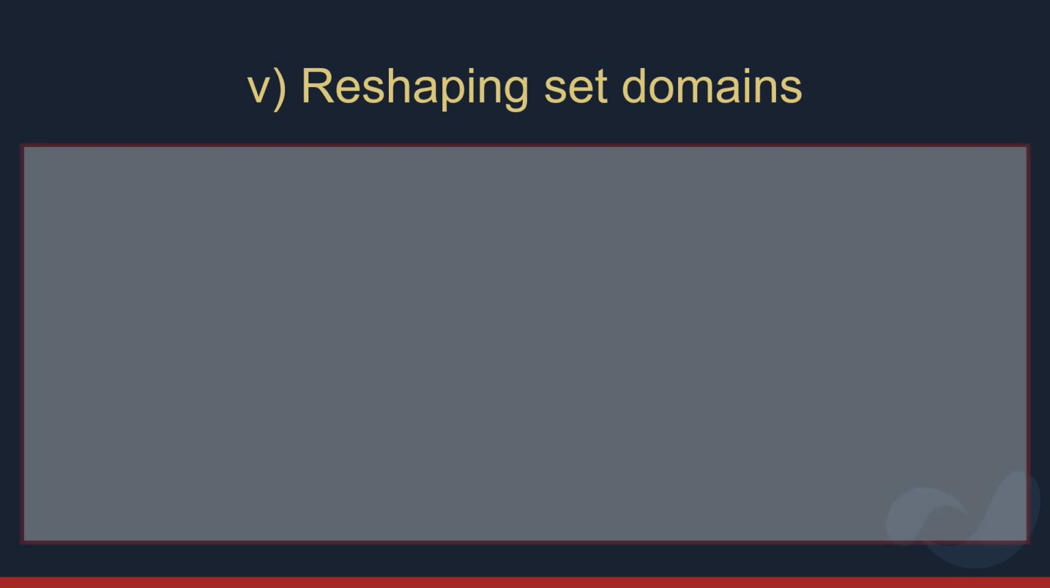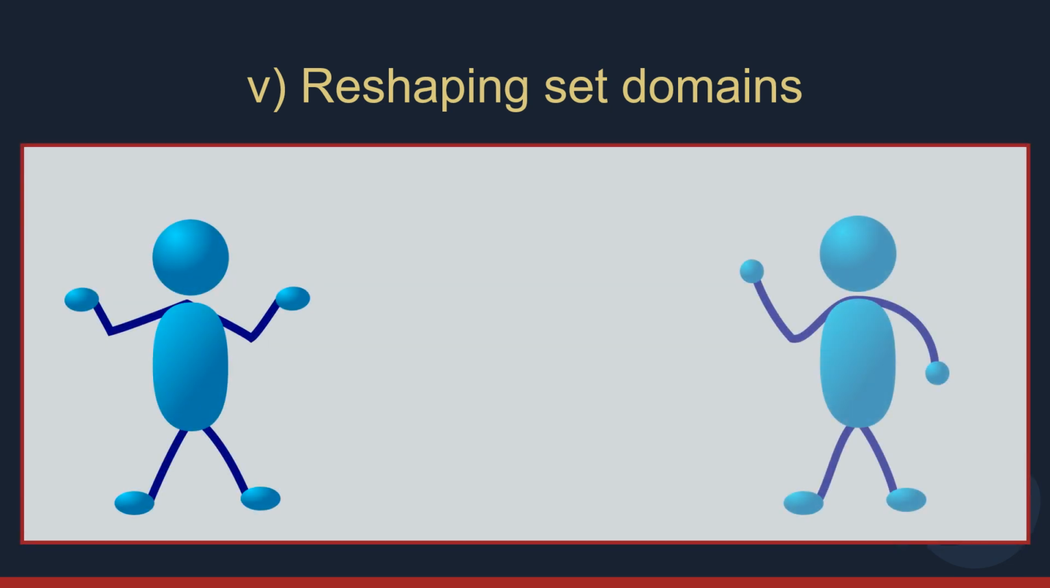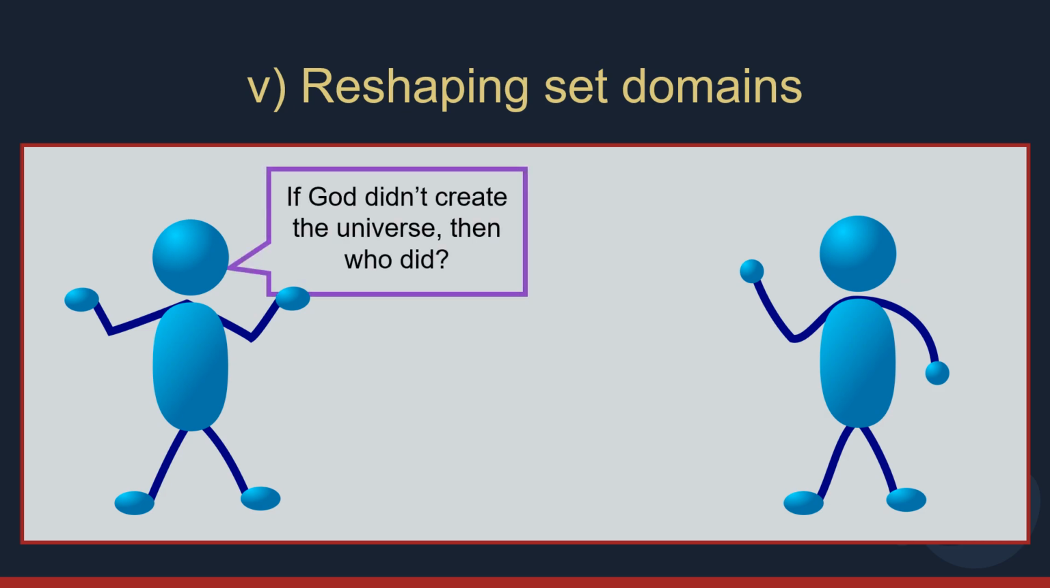To explain why this is needed, imagine two people debating whether or not there's a God, where one person says, "If God didn't create the universe, then who did?" This question specifically asks who and presupposes there must be a God. The domain is set such that only a who answer can be given, excluding any alternative answer for how the universe originated.